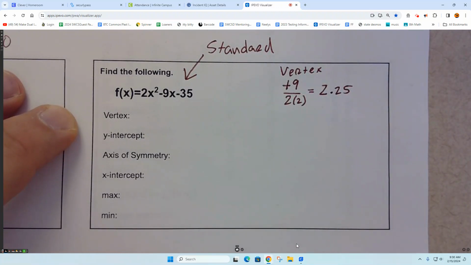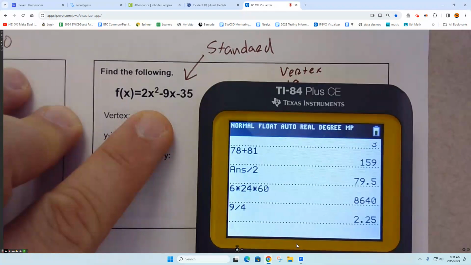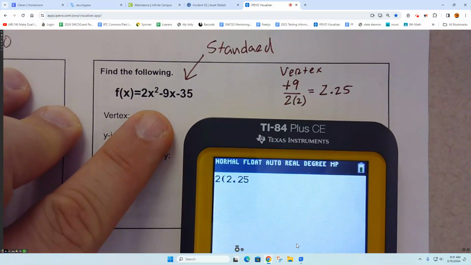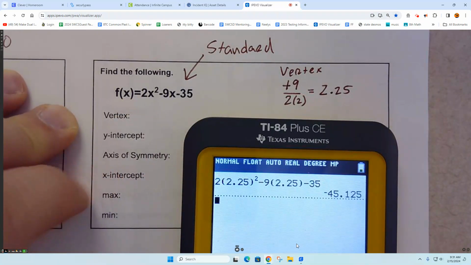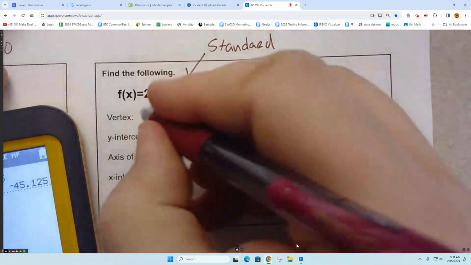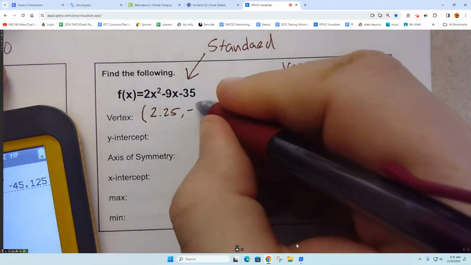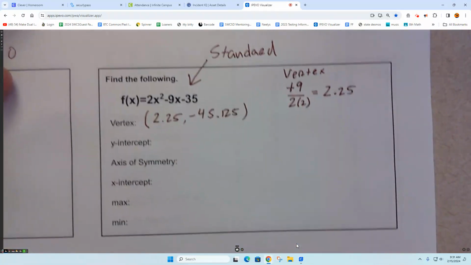Now I have to find my y value of my vertex by plugging that back into this. So I go over here to my calculator and I just say 2 parenthesis 2.25 parenthesis squared minus 9 parenthesis 2.25 minus 35. We get this ugly thing. So my vertex is 2.25 comma -45.125.